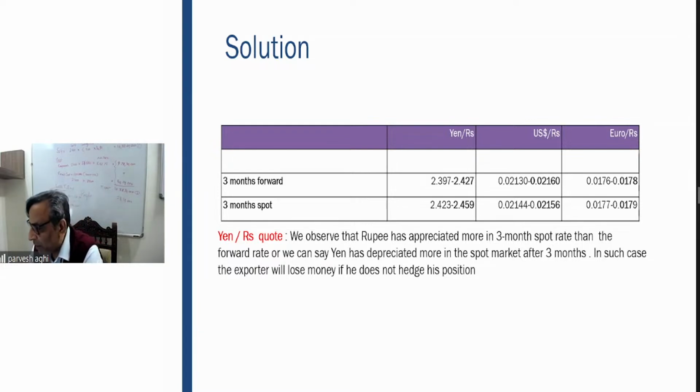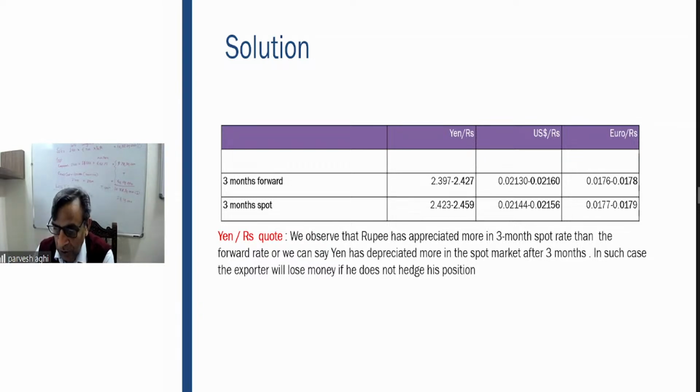Okay. So I'll explain that, Mohammed. Now, these are the quotes which are given in terms of yen versus rupee. First, I'm going to explain that and then I'm going to answer your question, Mohammed, on the board. Now, if you look at this, we find the yen has depreciated.